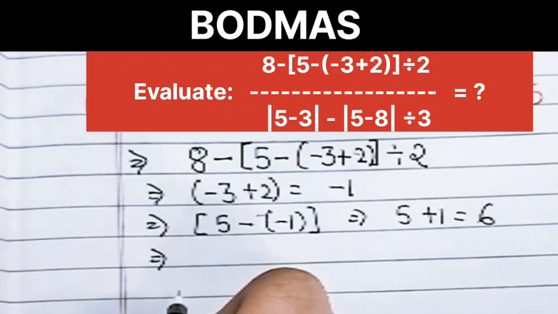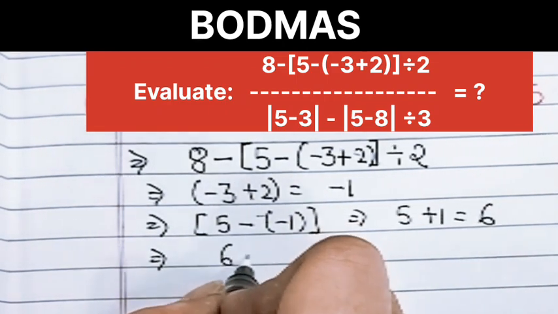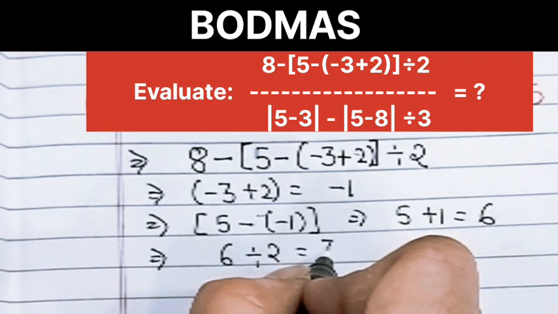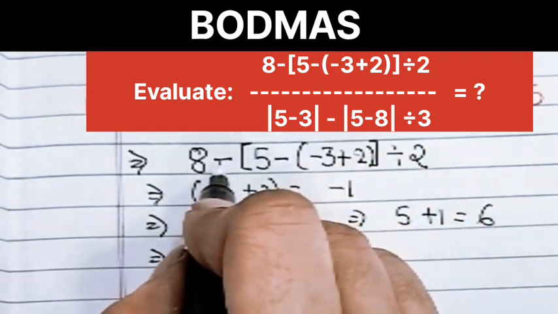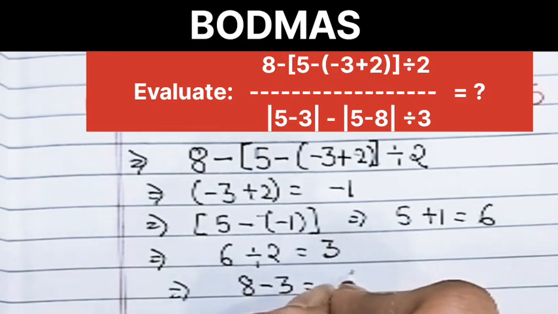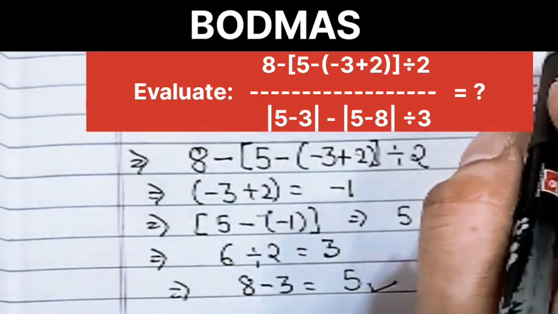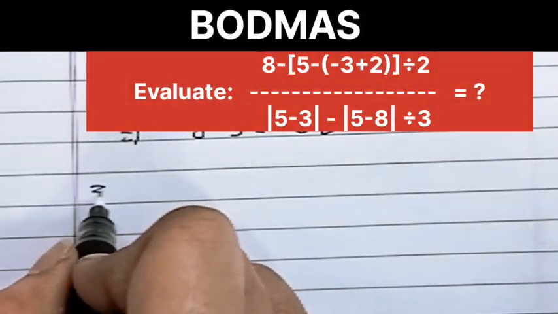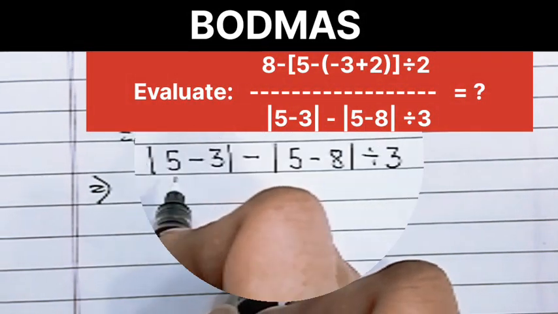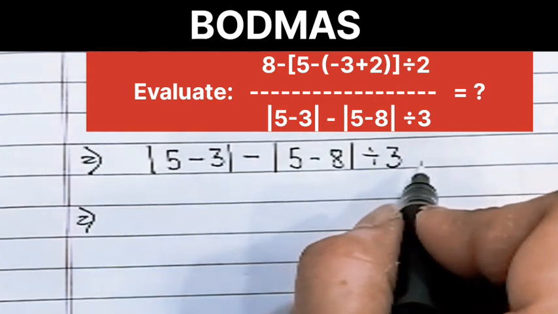Now third, division: apply the division before subtracting. So first 6 divided by 2, simply we get 3, and then the final subtraction. So 8 minus 3, you will get 5. So 5 is the answer we got as the numerator part. Now the second step, simplify the denominator. Now you can see the denominator expression here.